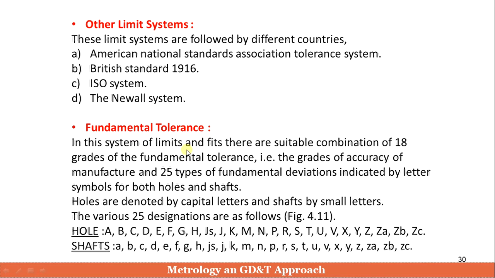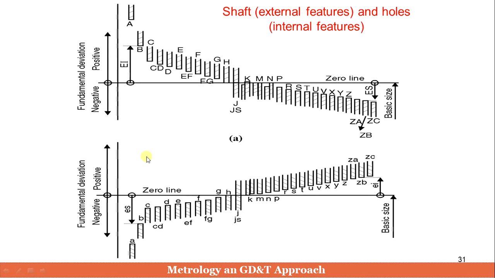So for that we have to understand one simple diagram related to fundamental tolerances. From this we can remember holes are represented with the help of capital letters, and shafts are represented with the help of small letters. Most probably we have fundamental deviations categorized into 25 types. We'll try to understand these classifications. So this is the fundamental deviation diagram for a hole and this for a shaft.